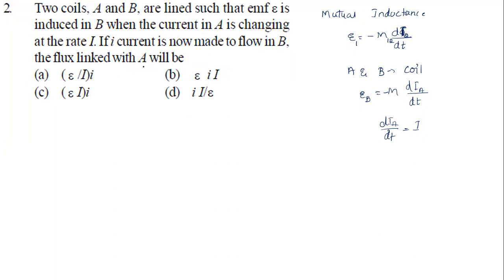They ask for the flux linked with coil A, the first coil. From this I can work out how much induced EMF, that is E, there is in the second coil. So the induced EMF in B is just E. Inserting this value, from this equation E equals M into I, because dI by dt is given as I. So now, second thing, I'm going to have the induced EMF.